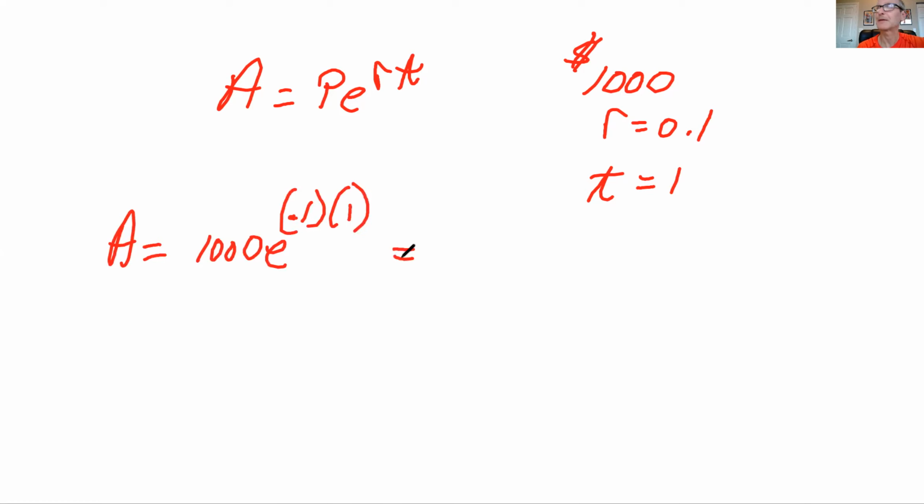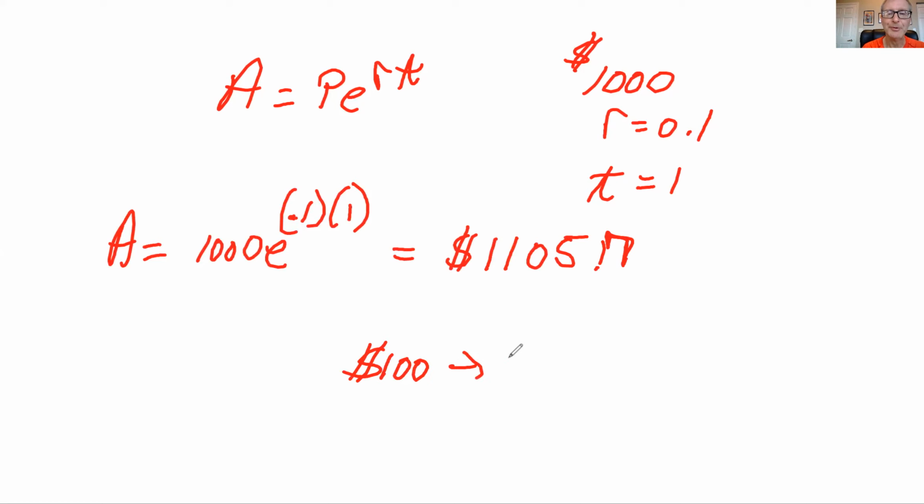And so again, getting out your calculator, you would see that you would have a little over $1,100. It's $1,105.17. So you could see if it was simple interest, 0.1 times 1,000 is 100, right? And if you add that to your principal, you would get $1,100, right? And this is a little bit bigger than $1,100.